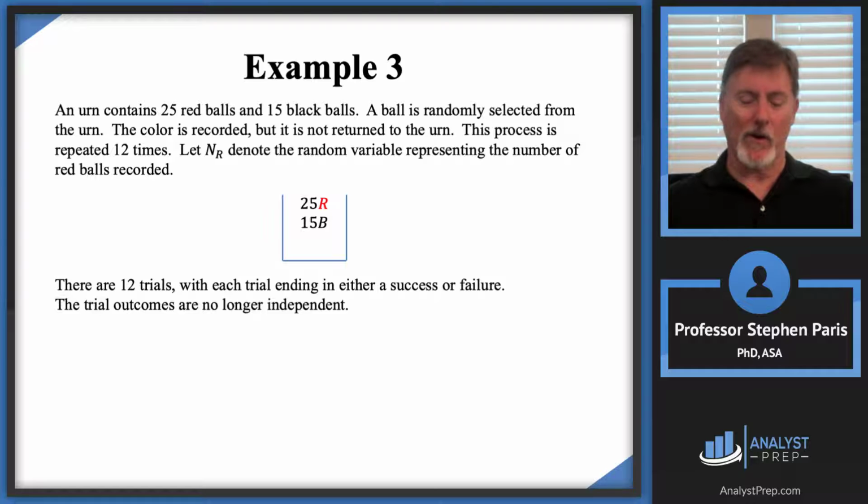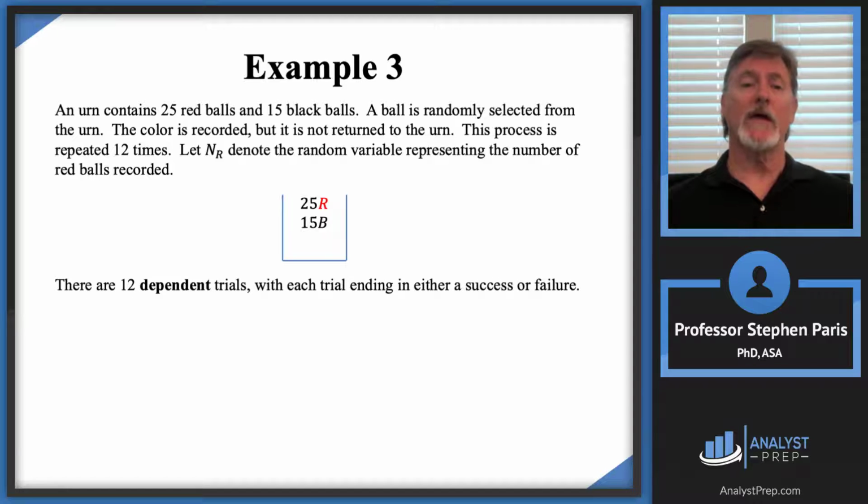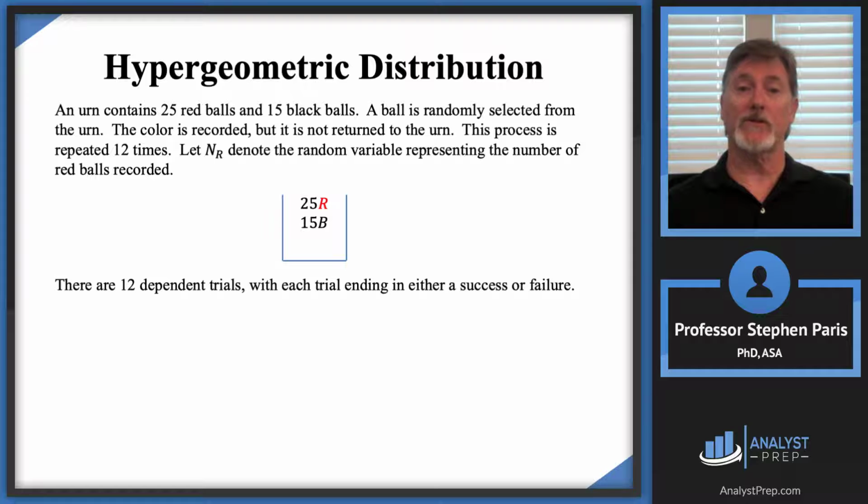Once I have a red ball, if I choose a red ball out of the urn, the probability that the next ball is red is no longer 25 out of 50 anymore. So the trial outcomes are no longer independent of one another. So we would say there are 12 dependent trials, with each trial ending in either a success or a failure. This is describing what's called a hypergeometric distribution.